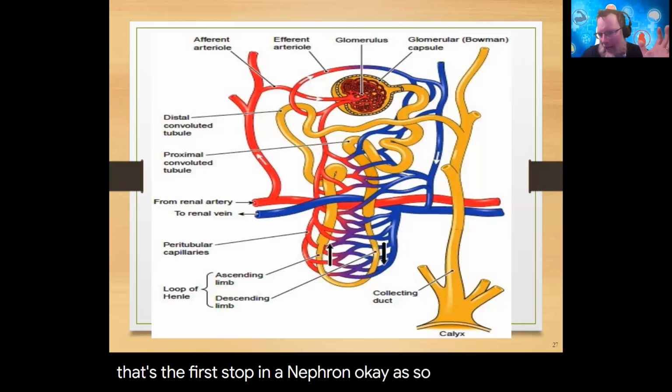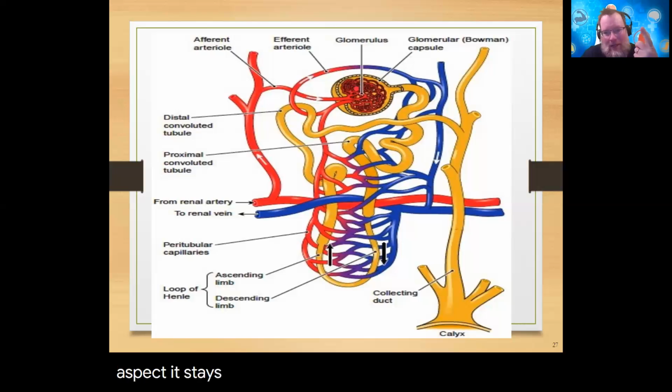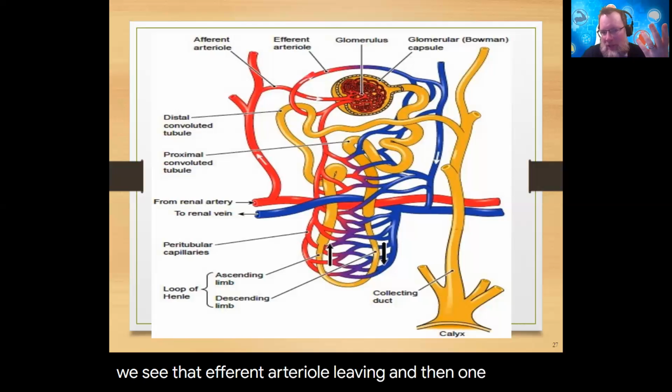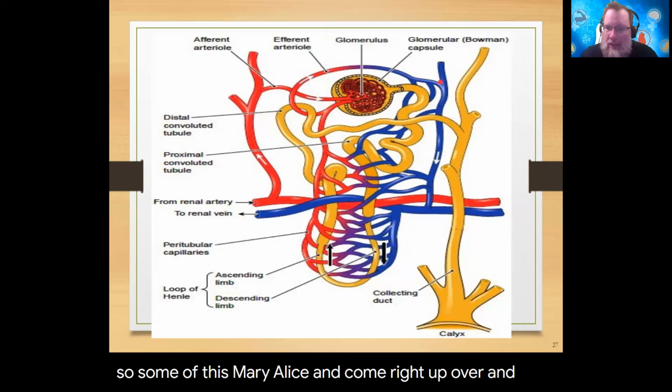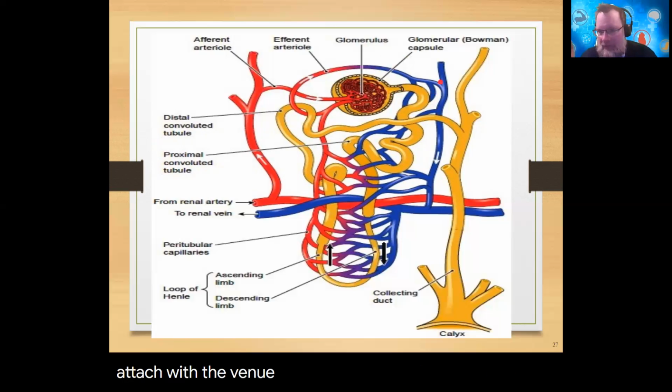So notice the blood aspect, it stays contained in the blood vessel. We see that efferent arteriole leaving, and then one branch of it is going to come up and around and connect back up with the interlobular vein, heading ultimately to the renal vein. So some of this blood is just going to leave that glomerulus and come right up over and attach with the vein that's leaving.